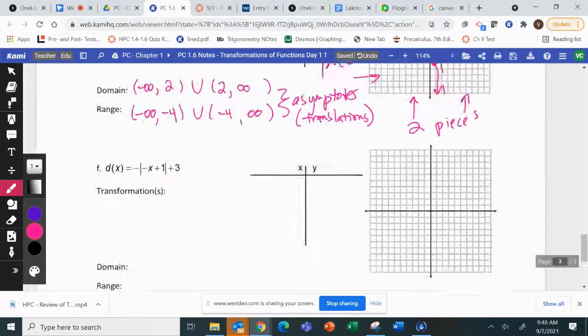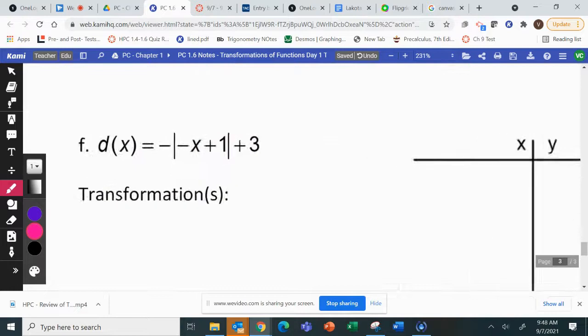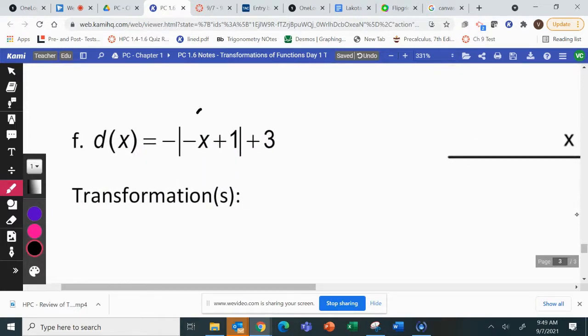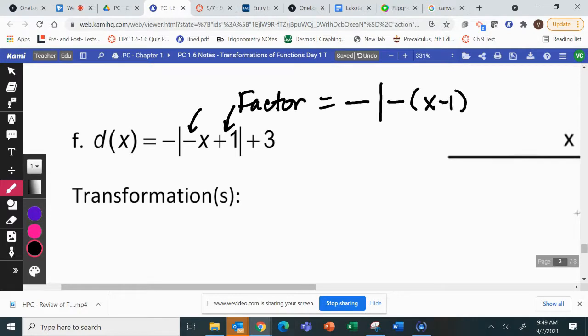We won't finish this one. It's absolute value, but I wanted to show you right here. If you have a negative sign and a translation here, you have to factor. So this one I'm going to rewrite as negative absolute value, negative parenthesis, x minus 1, plus 3. So we had to factor out the -1.